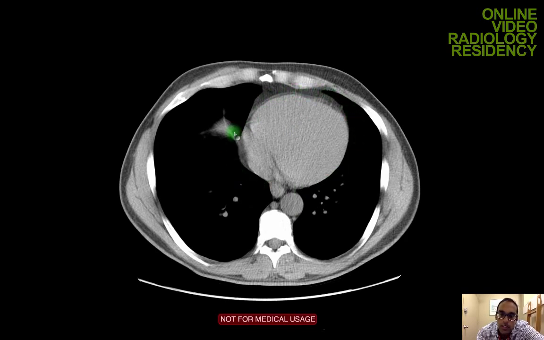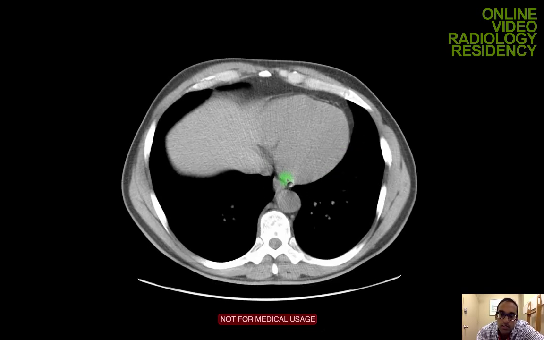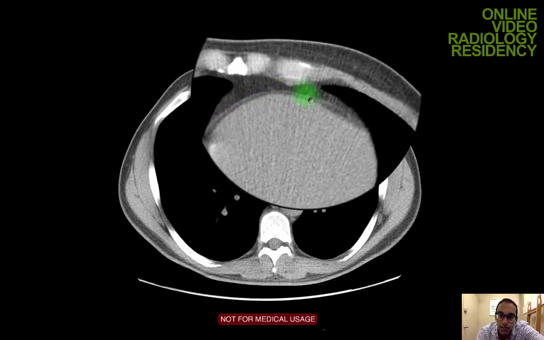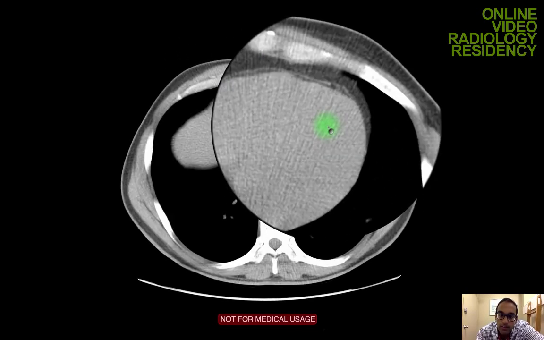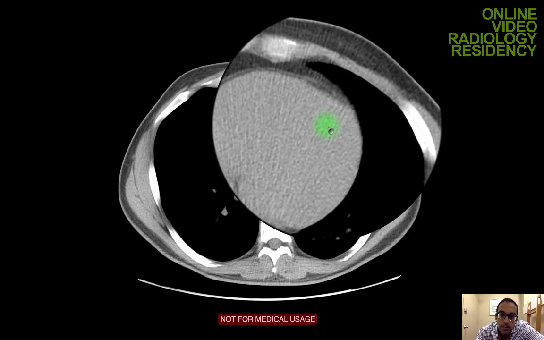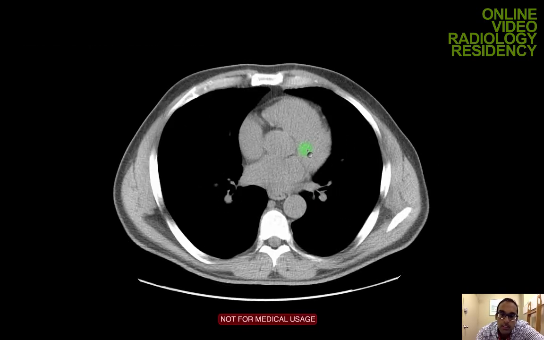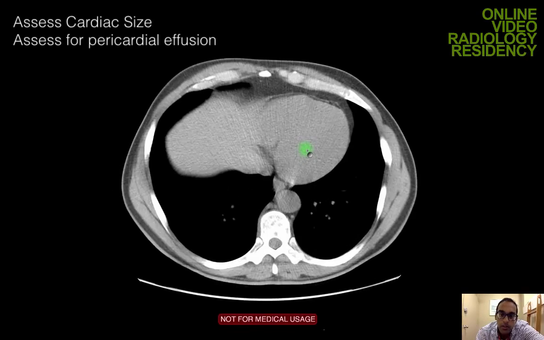I can look for overall size of the heart. Does it look enlarged? And I can also look for pericardial effusion here. You can see a small amount of fluid here around the heart. And if there's a large amount, then I want to comment that there's an effusion. If there's increase in size of fluid from a prior study, I can talk about increasing pericardial fluid, which can be clinically relevant.